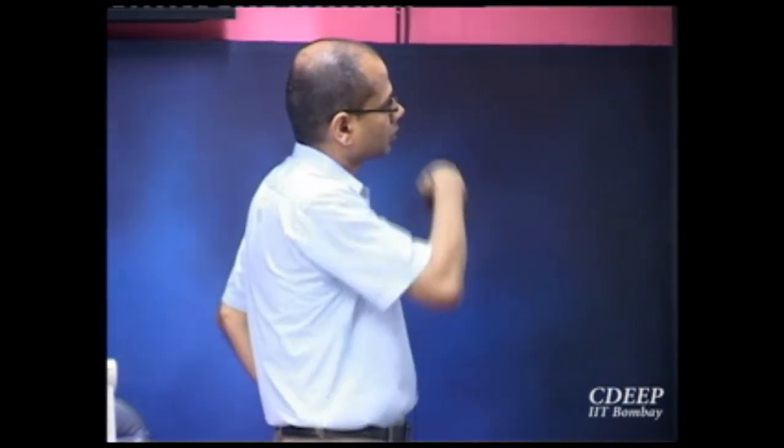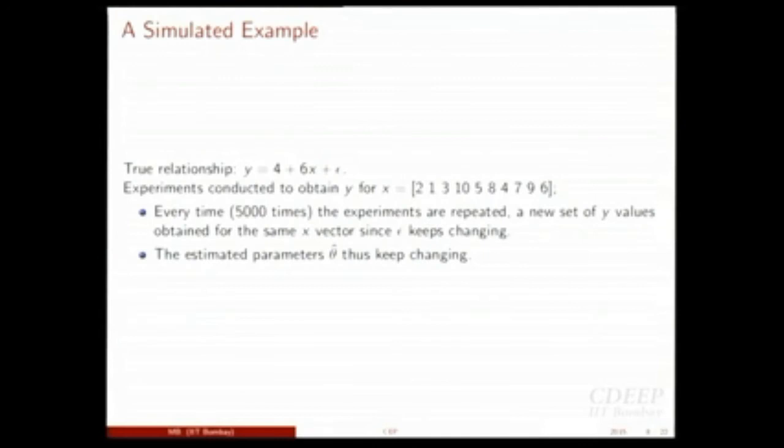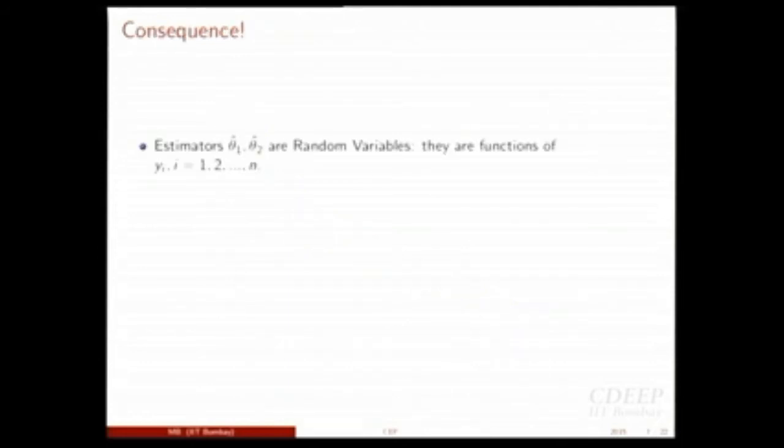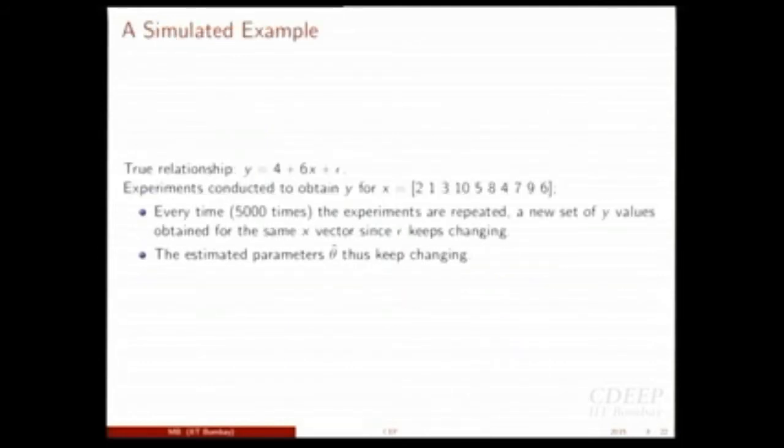Okay, so to illustrate some of these ideas, what I have done is, see that's the thing in any real data, you really don't know the truth, because whatever these observations are, they are experimental observations. Somebody did some experiments and noted those down. So you really do not know what the true relationship is. So you cannot illustrate the ideas on that example, but you can do it by simulation.